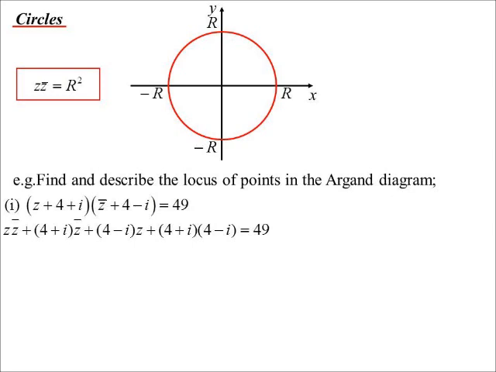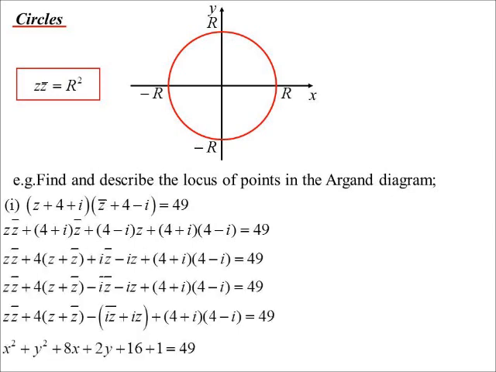So I get Z times Z conjugate, hang on, I know that's x squared plus y squared. Then 4 plus i times Z conjugate, plus 4 minus i times Z, and then we've got the difference of two squares, which will turn out to be the sum of two squares there. So I'll keep going. Eventually, I do sub in. So, I mean, that's up to you. Do you want to sub in the x plus iy at the beginning, or do you want to sub it in at the end? It doesn't really matter.